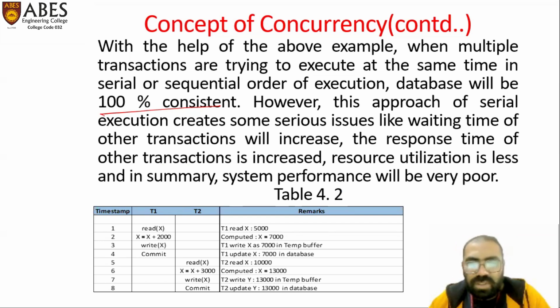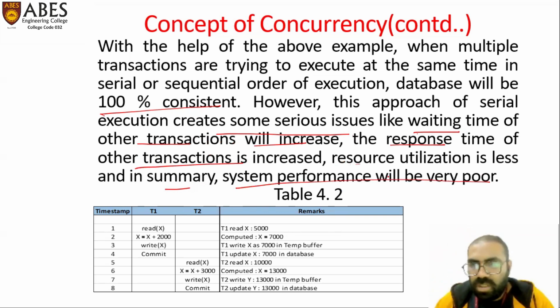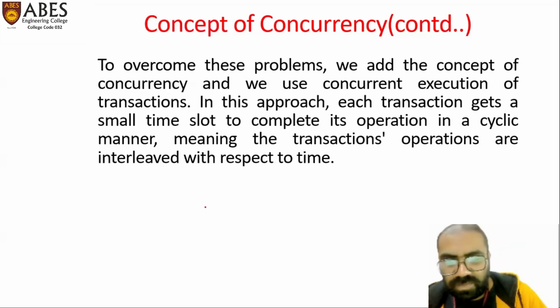So the ideal solution is to get all the transactions to happen in serial order. However, this approach of serialization can create serious issues, like the waiting time we discussed. The response time of the other transactions increases, resource utilization is lower, and in summary, system performance will be very poor. So we want serial behavior, but with a different order. How is this possible? Here the concept of interleaving comes in, which we are going to discuss.